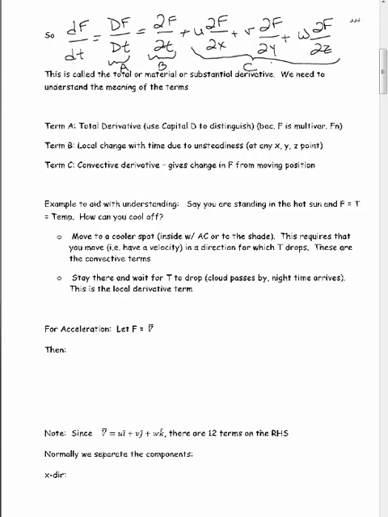Okay, so let's say f was temperature. For example, if we're standing out in the hot sun, there are a couple of ways that we can change our temperature. You can move to a cooler spot, that's your convective part, or you can stand there and wait for it to get cooler, and that term would be like our ∂/∂t term. So that's just an example. We're not going to use temperature. You would do temperature in heat transfer, but here we're going to use velocity.